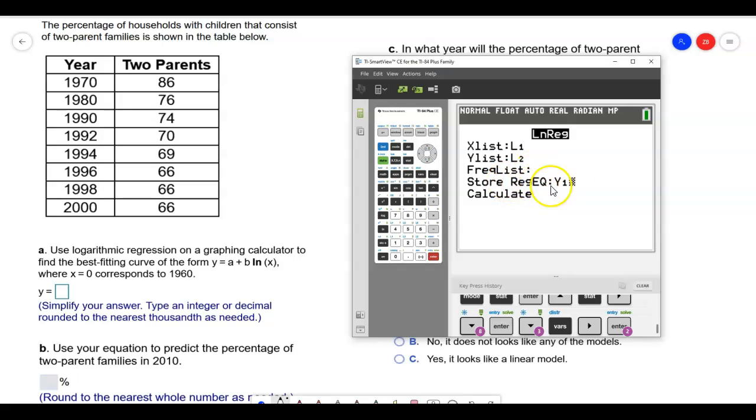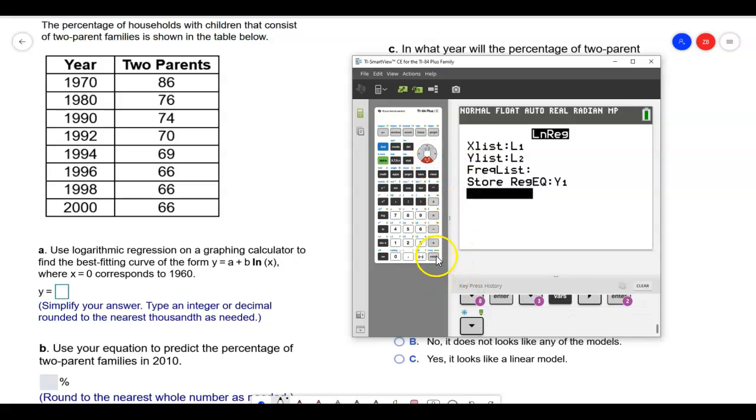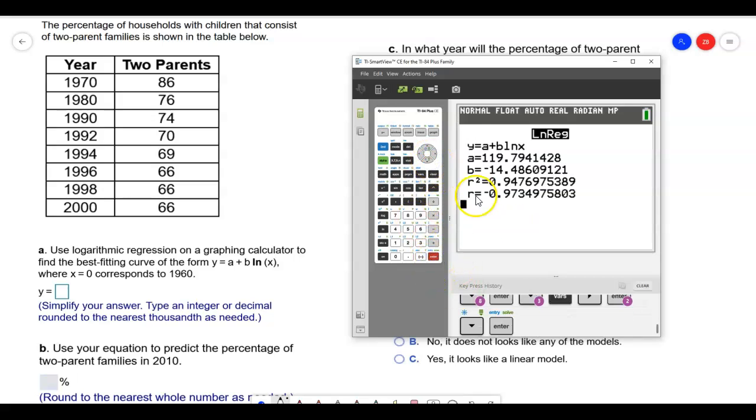What this does is it's going to take this equation and store it under my Y1 equations. Just like if I were going to Y equals and put this equation in Y1, when it figures out whatever this equation is, it's going to automatically store it in there for me and save me some time. And I'm going to hit calculate. And here's the equation. So notice that this form here matches up with that form here. So here's my a and here's my b.